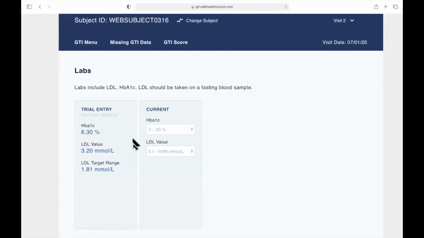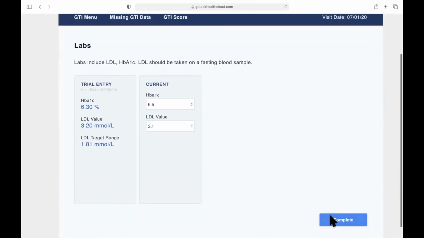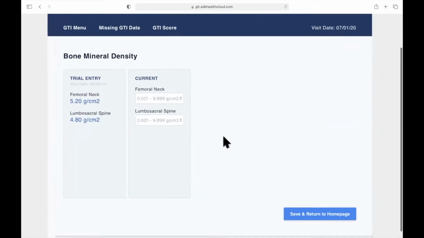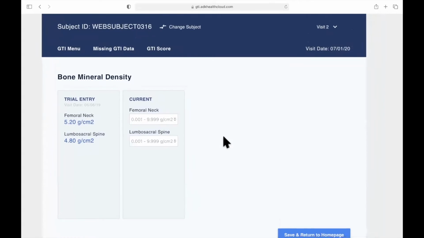The hemoglobin A1C is now down to 5.5%, despite the fact that the patient has been able to stop his insulin. His LDL hasn't changed very much. It's 3.1 now in follow-up. So the LDL is now complete. Bone mineral density is a very sensitive indicator of prednisone. So the bone mineral density is 5.1 at the femoral neck and 5.0 at the lumbosacral spine.